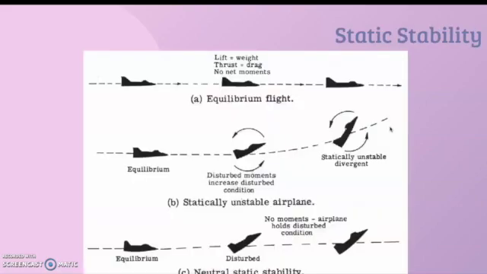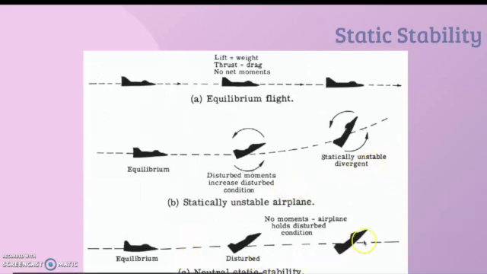In order for a glider to have static stability, we need to maintain equilibrium in flight. So as you know, that means there is a balance between weight and lift. This graphic here shows an equilibrium of flight as well as a statically unstable airplane. That means that it has equilibrium and then is disturbed, or has an increased disturbed condition, and then becomes statically unstable in a divergent way.